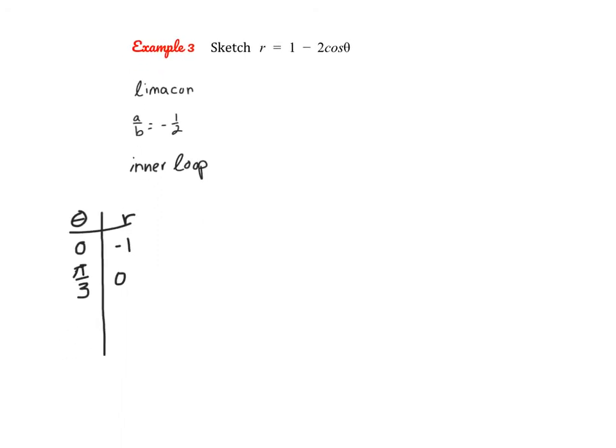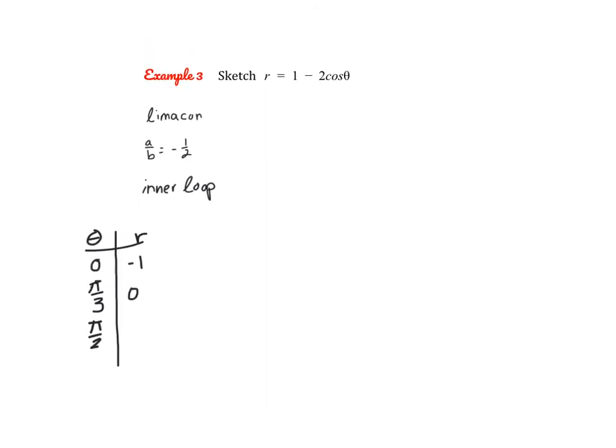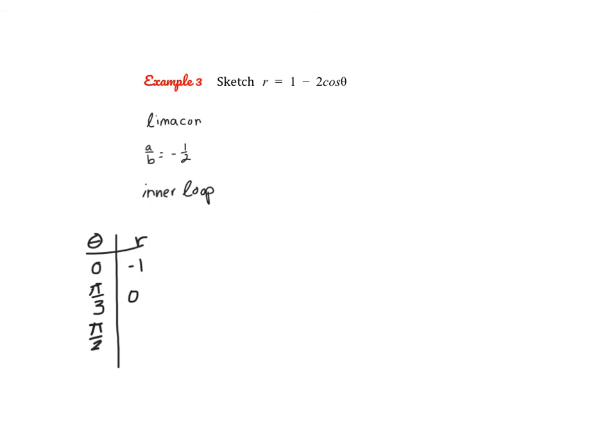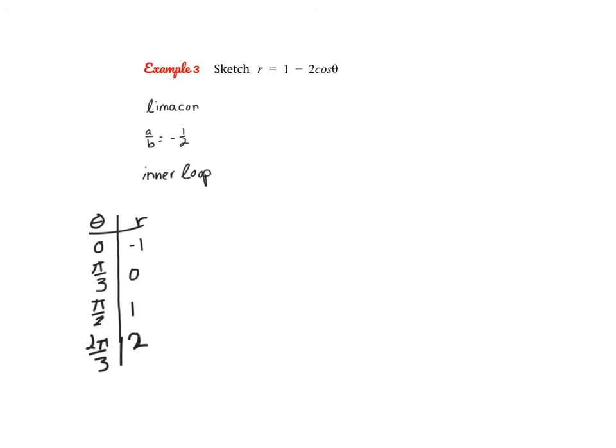Let's test pi over 2. The cosine of pi over 2 is 0, so we're left with 1. Let's do 2 pi over 3. That's going to give us -1/2, so it will bring us to actually 2, 1 plus 1. And then let's test pi. The cosine of pi is -1, so we have 1 minus 2. I'm sorry, 1 plus 2, which will become 3.